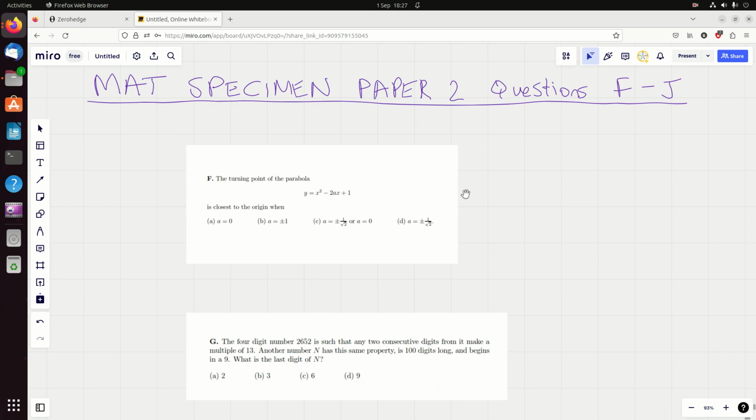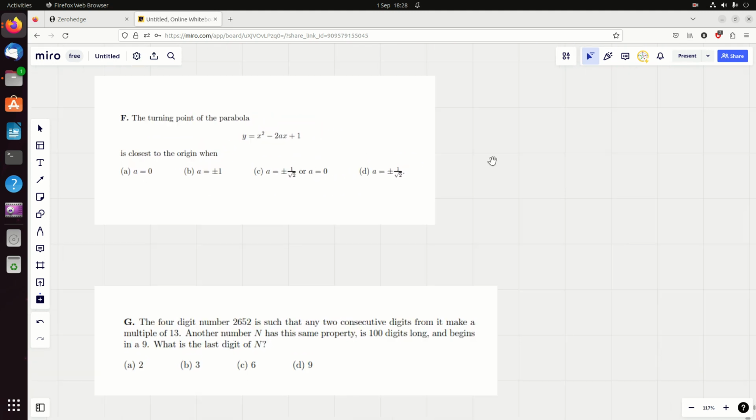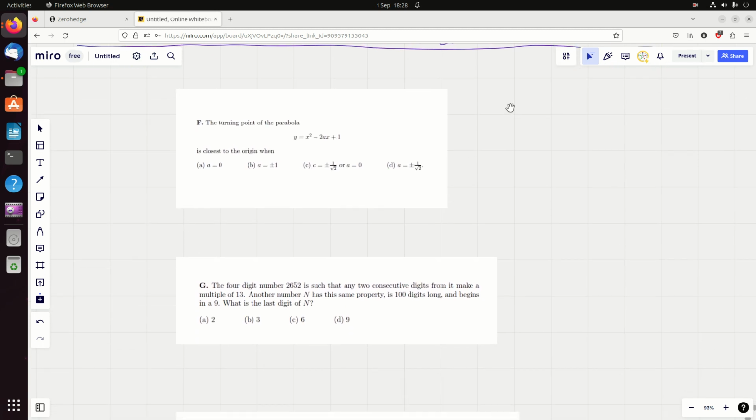So these tend to be a bit more interesting, don't they? Let's face it, questions A to E tend, not always, because I've seen a question B before where I'm like, that's really got me thinking. But most of the time A to E are pretty gentle and F to J are where it steps up a notch. So let's see if this catches us out. It is a specimen paper, remember, and they are, I'll be honest with you, slightly easier.